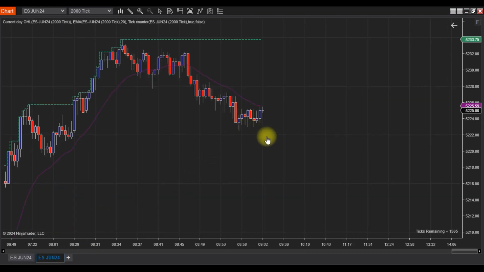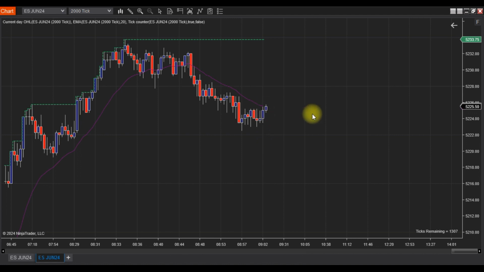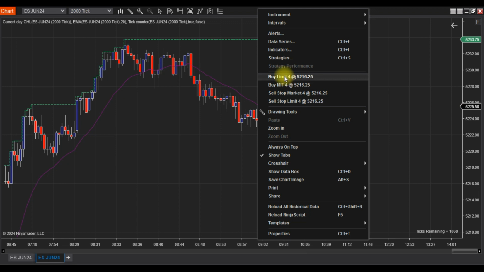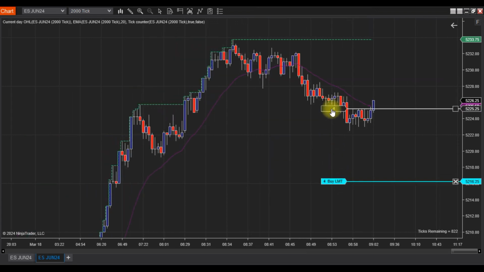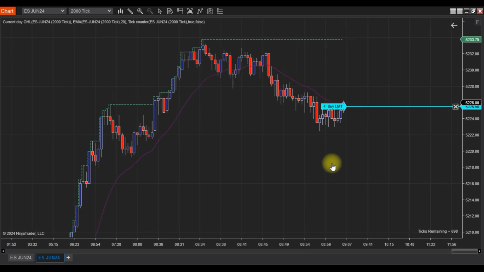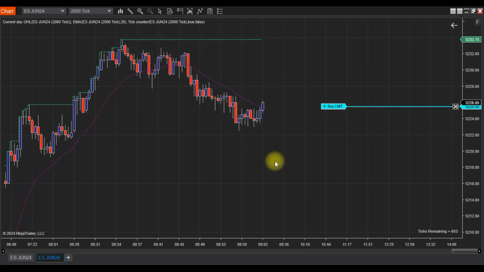Micro double bottom. Second entry, not a bad signal there on a 2000 tick. I think I'd be willing to take this. It's really, really small risk here. Damn it. Let's see if I can get it.